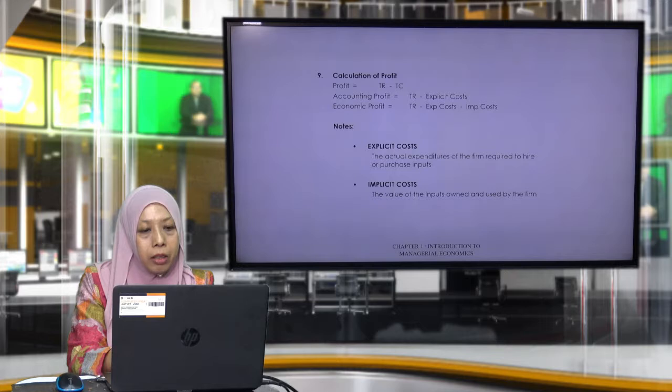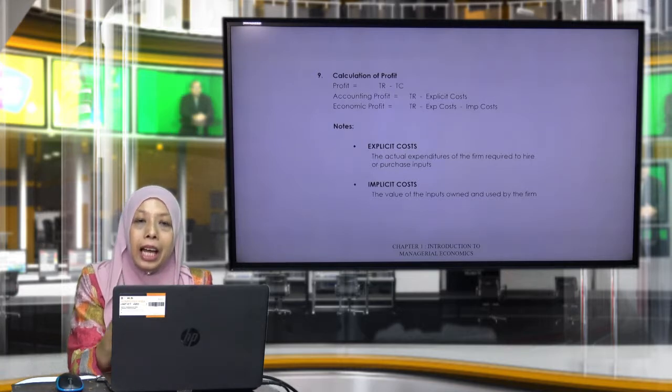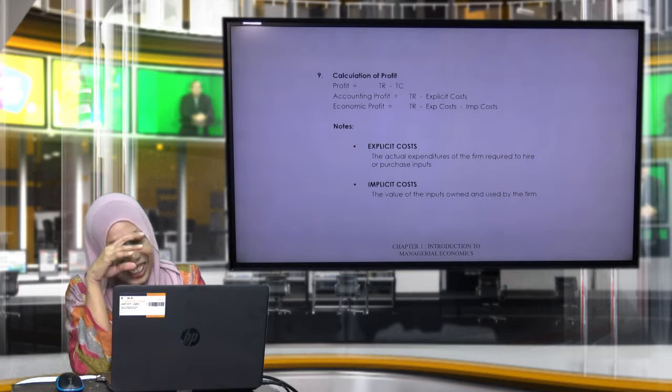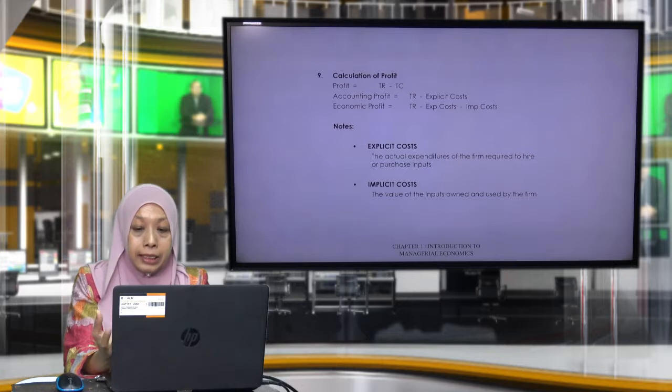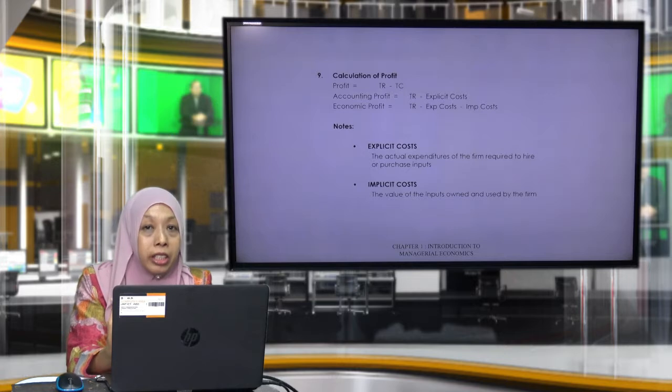Now, let us look at the difference between explicit cost and implicit cost. Explicit cost is the cost that involves actual cash payment. So for example, to produce a particular product, you need to buy inputs, such as petrol, and you need to buy machineries. The money that you pay to get all these resources is what we call explicit cost.